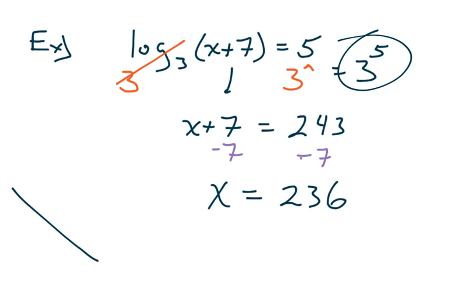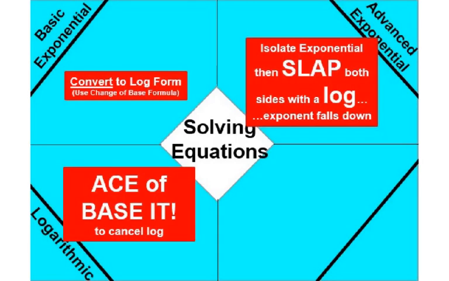So, what just happened here? Well, we started with a log equation. There was a log in the original problem. And so we used the ace of base. That is, we based both sides. And notice that you base both sides with the same base. And that will cancel the log.